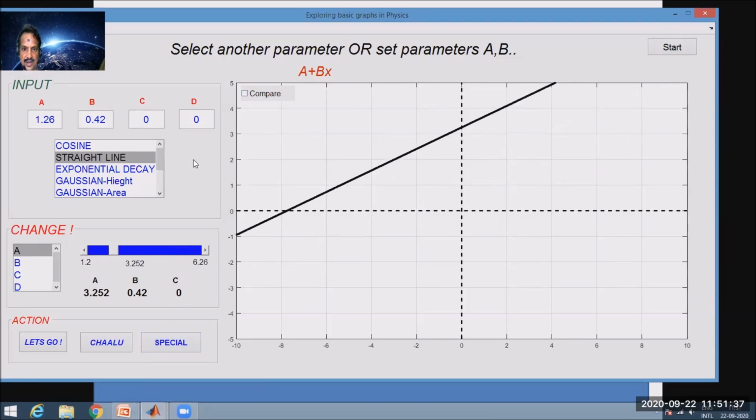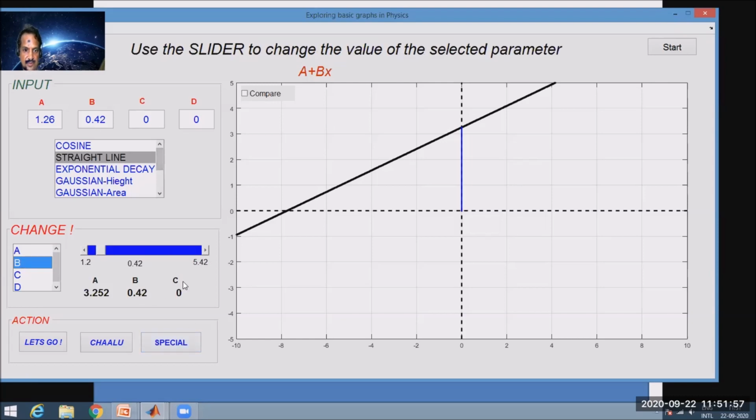Let us see where that 3.25 is. Now 3.25, as I said, given a name in the first slide, is known as intercept. So when x is equal to 0, what is the value of y? So this is the intercept. Now let us look at the parameter b.